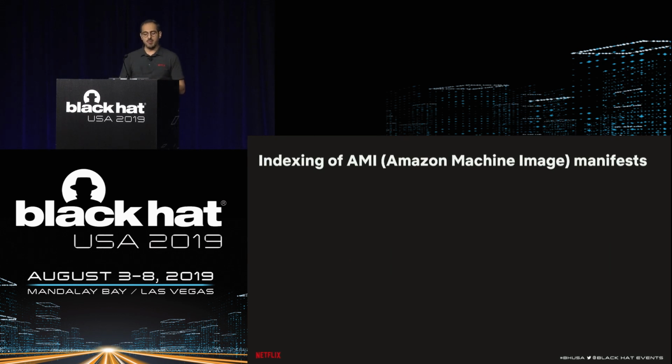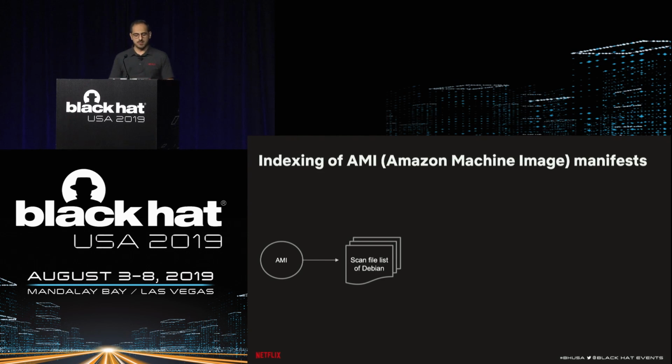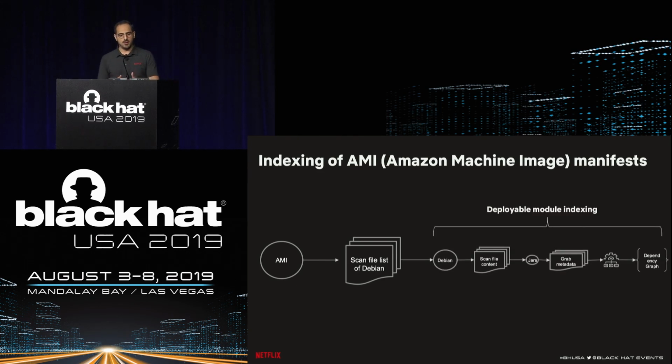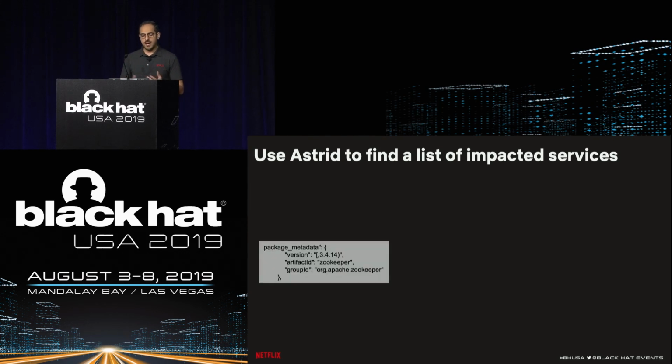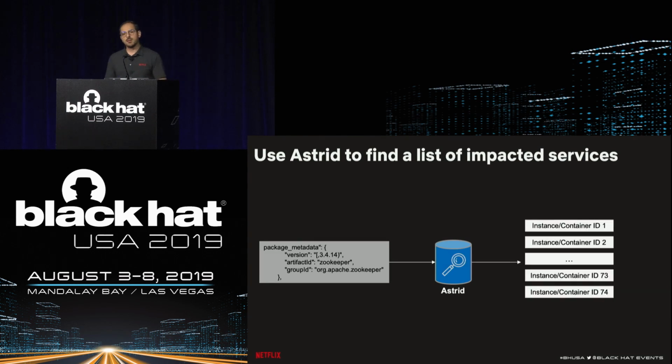You do the same thing with the AMI manifest. So you grab the AMI, and you scan the files of all the Debians, and then you do the previous step, which is to scan all the recipes for the content and get the jars. And you can create hashes also in between, so you don't have to repeat those steps. So now we have a system that indexes all the dependency graphs across all the deployed applications. So now we can use Astrid to say, given a particular version, artifact ID, and group ID, tell me who is actually using this particular library. And then that API call is going to get me all the instances or container IDs that are using this particular version of the library.